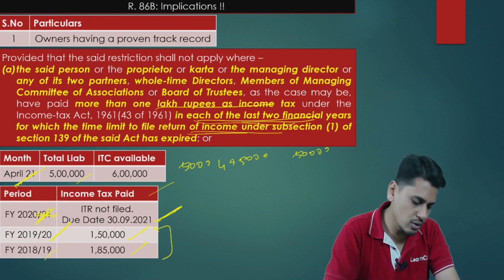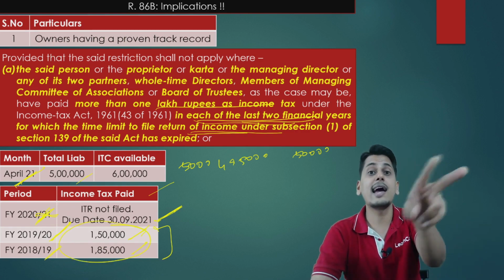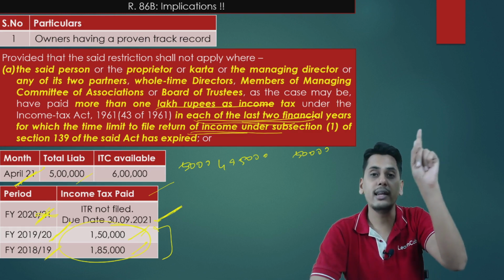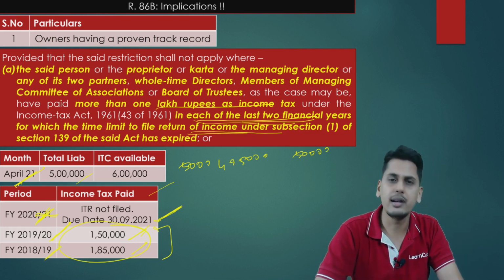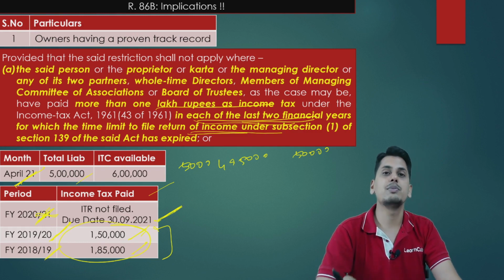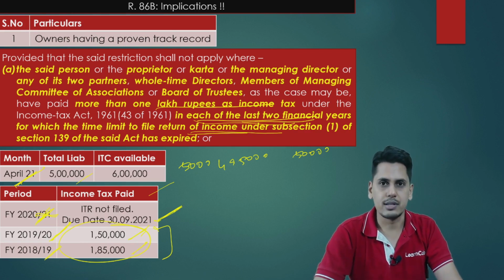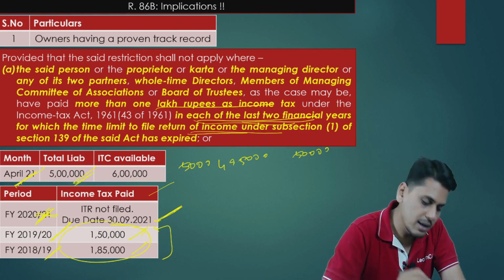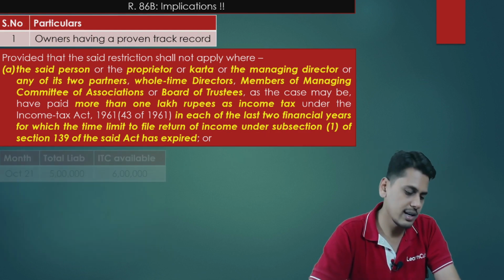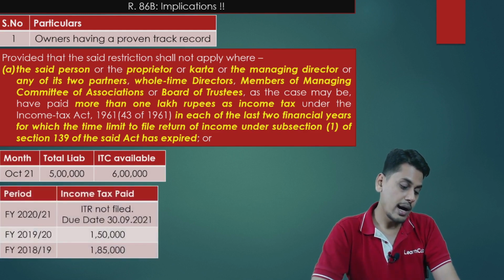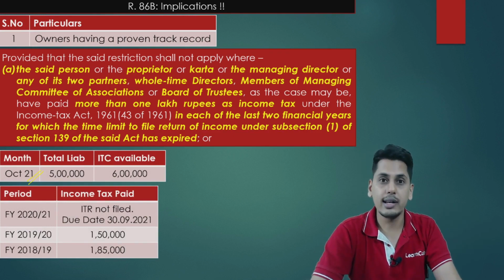For the same reason, we are also going to take financial year 1819. In each of these two financial years, it doesn't say in either of the two financial years. It says in each of the two financial years, income tax paid should be greater than 1 lakh. Has he paid it? The answer is yes. Is 86B relaxed for him? The answer is yes. 86B is not applicable for this person, which means that entire 5 lakh liability can be paid through electronic credit ledger. Let's take another case. For October 2021, we are speaking about a tax period October 2021.